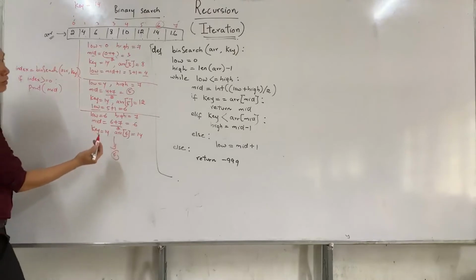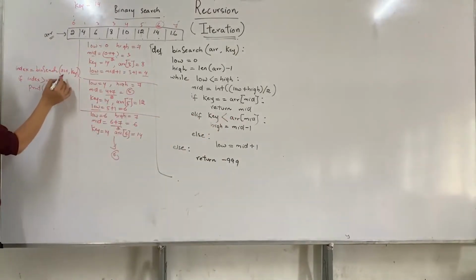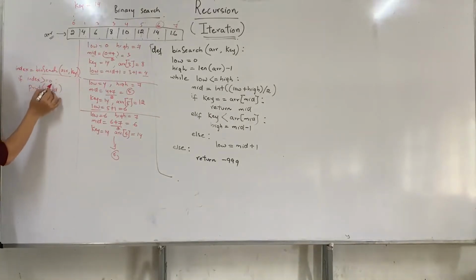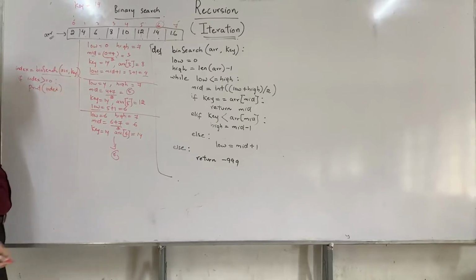Okay, since the mid value is being returned to the function call, the mid value will be assigned to index. If it's greater than or equal to 0, just print the value of, sorry, it's not mid. It has to be index. So you will get the final answer of index as 6.